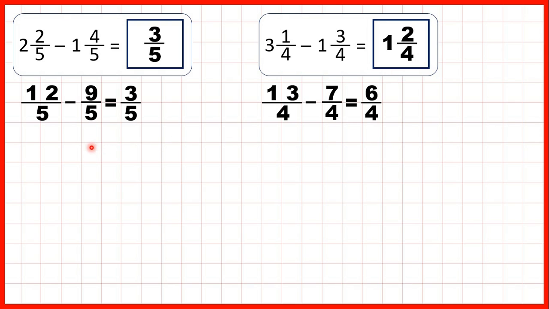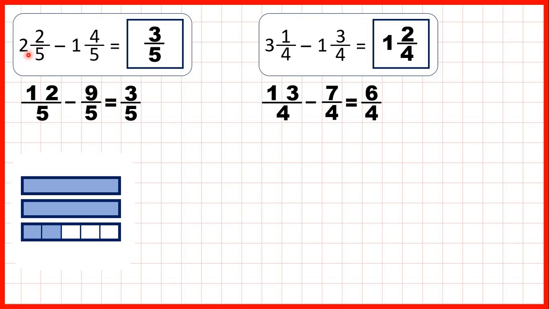We can show fraction bars to see what we did here. So we started with 2 and 2/5, but that's 12/5 as an improper fraction. So when we subtracted 1 and 4/5, instead we could subtract 9 of those fifths to give us 3/5 as our answer.